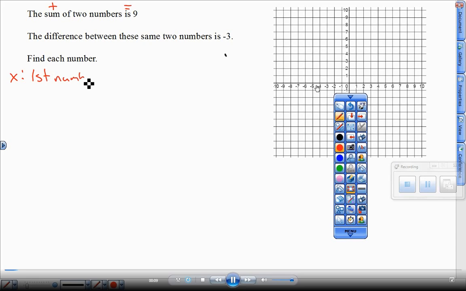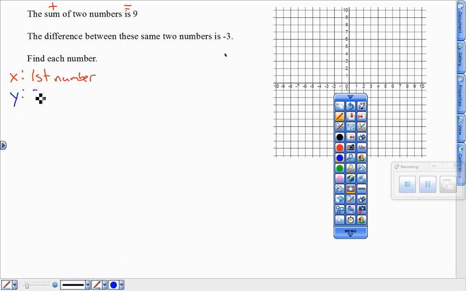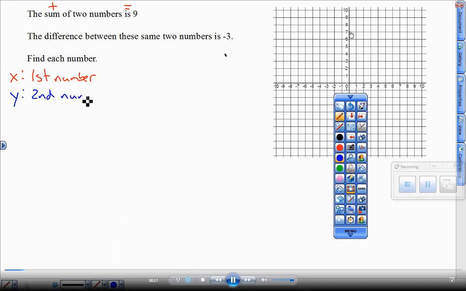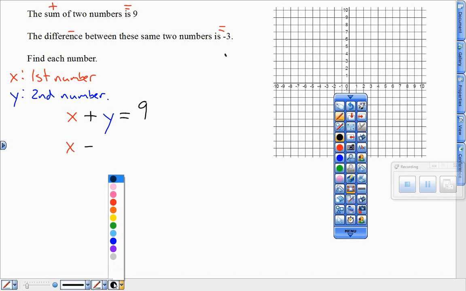So when I graph it, it will be set up for the x and y axis. The second number is going to be y. So again, when I graph it, it will be set up on the x and y axis. The first of two equations, systems are always two equations, is x plus y, the sum of two numbers which I don't know, equals 9. My second equation, difference is subtracting the same two numbers, x and y, equals -3.